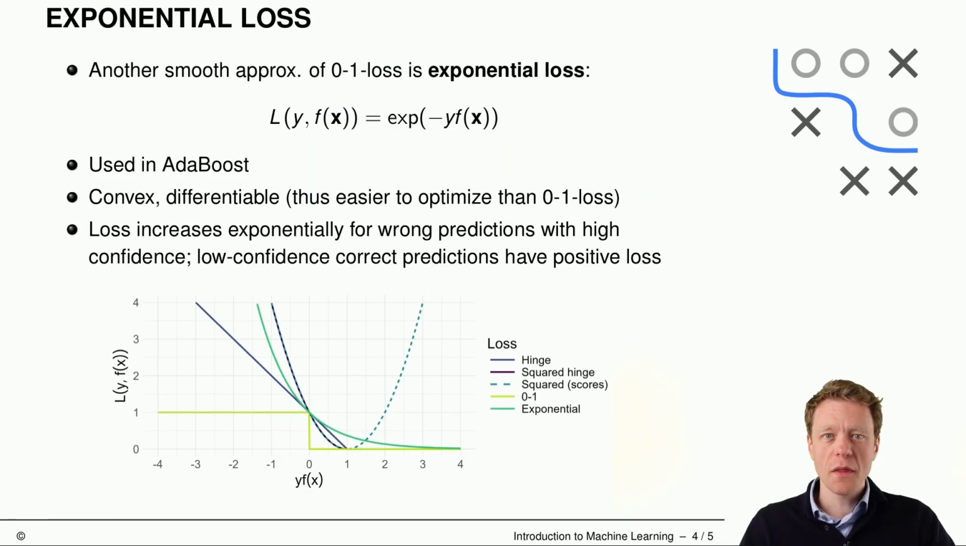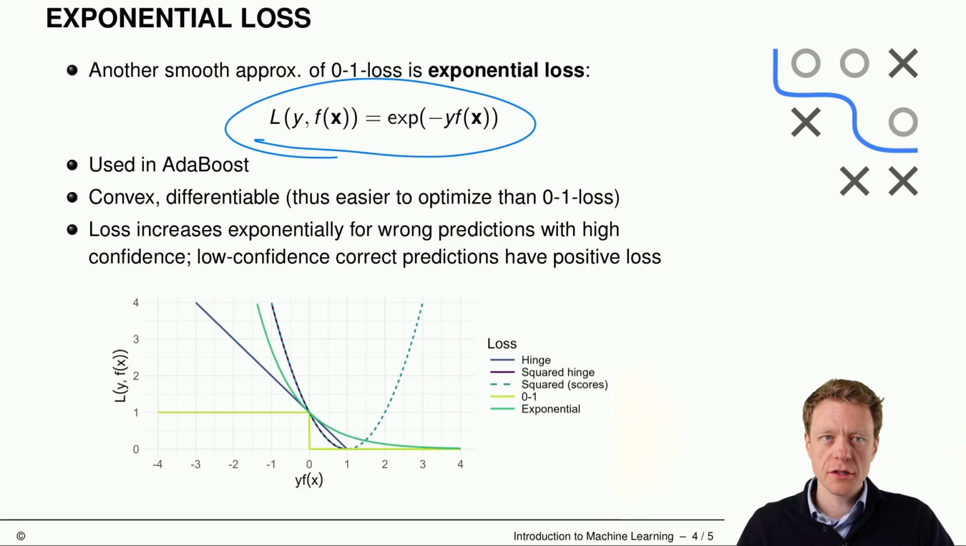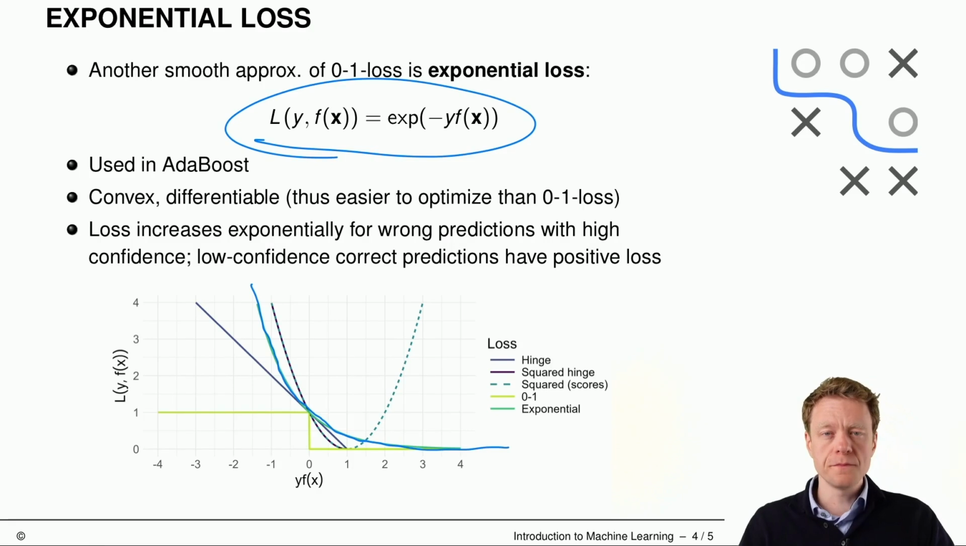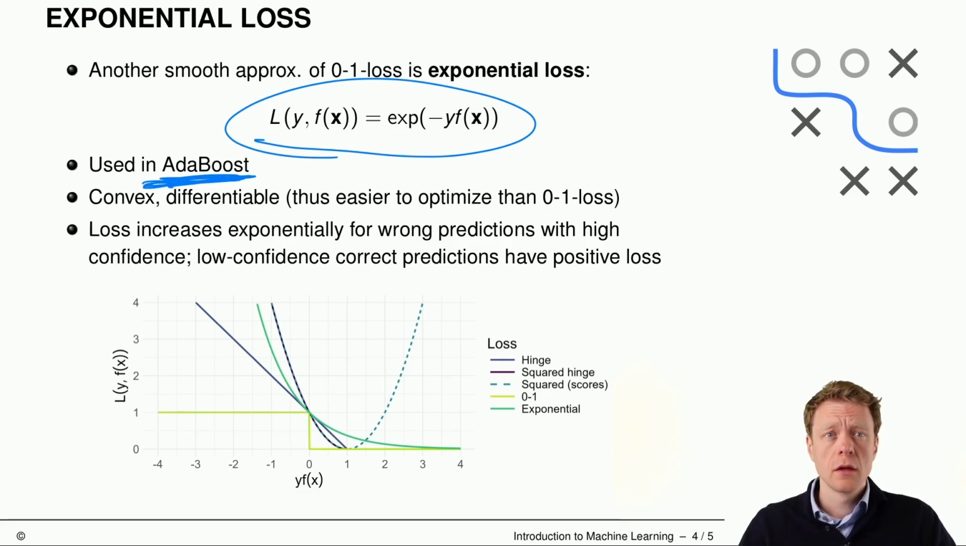Then we can add one other loss to the same plot here. That's the exponential loss. The formula is here, exp of minus the margin. So this is this line here. This is also continuously differentiable. It's convex, so it's easier to optimize than the 0-1 loss, of course. It perhaps also approximates the 0-1 loss somehow smoothly, but in a different form than the hinge loss or the squared hinge loss. It is used a lot in boosting, especially in AdaBoost, which you will see in the chapter on boosting.